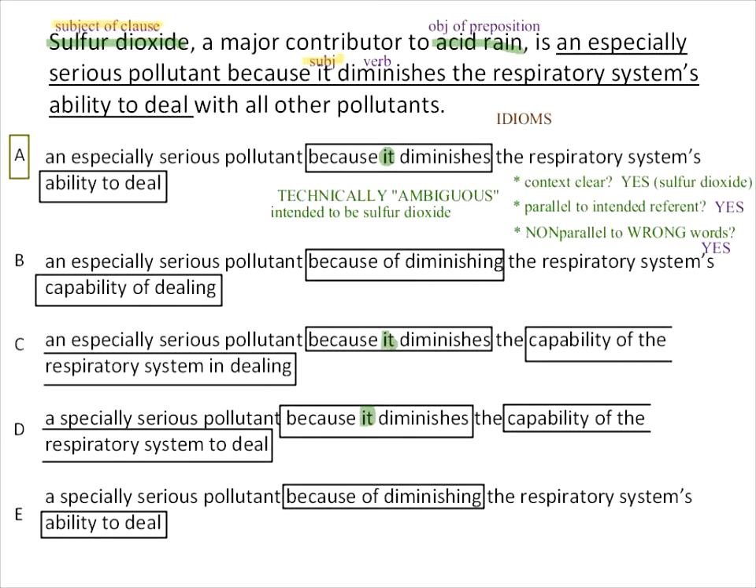The problem is here. So this means that it's more serious than other pollutants, to a higher degree. So this is what we want. We want it to be especially and not specially. So we would kill choices D and E for that reason.